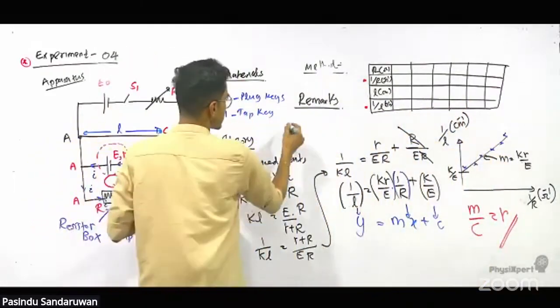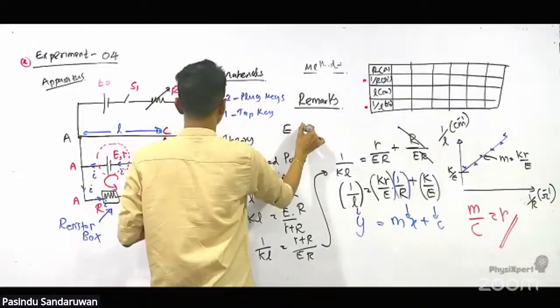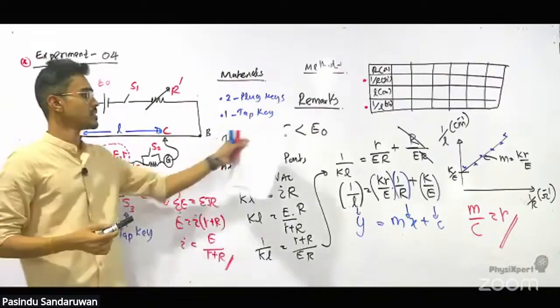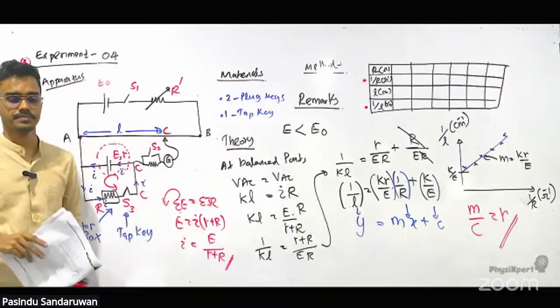No need to mention invert. Mention it this way: E should be less than E naught.